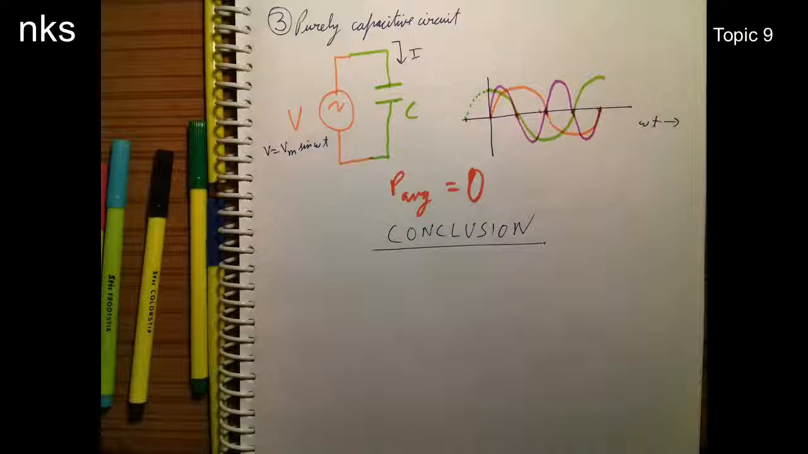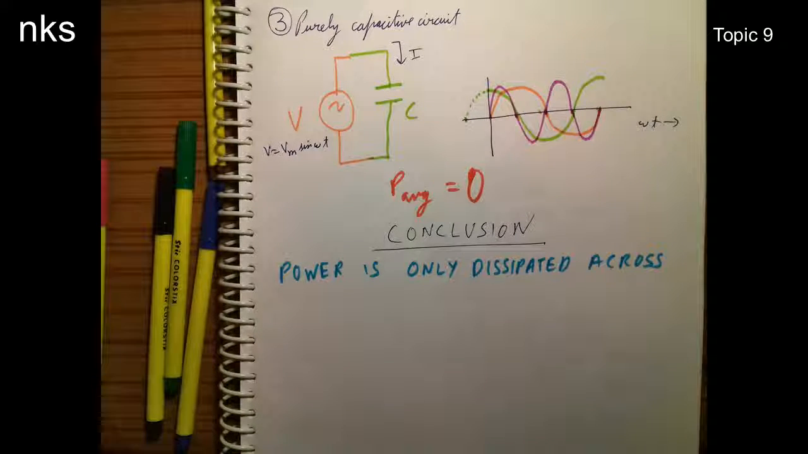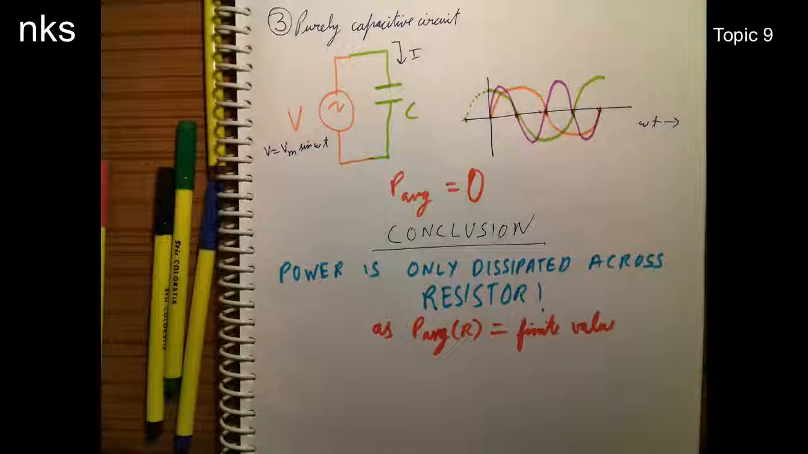Conclusion: power is only dissipated across a resistor. This is because the P average in the resistive circuit is a finite value, as we have seen in the discussion, but the P average in capacitive and inductive circuits is 0. So the power is only dissipated across a resistor.